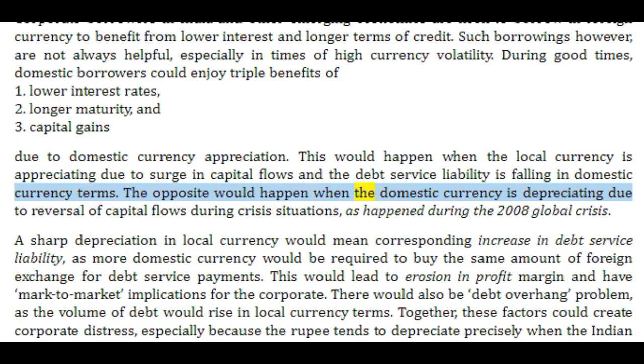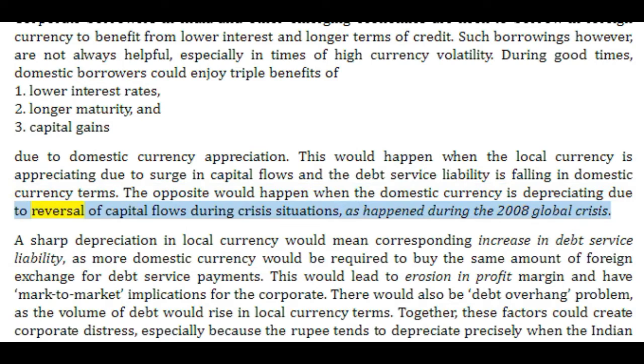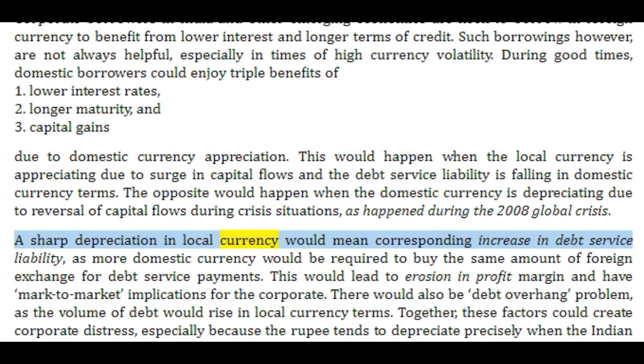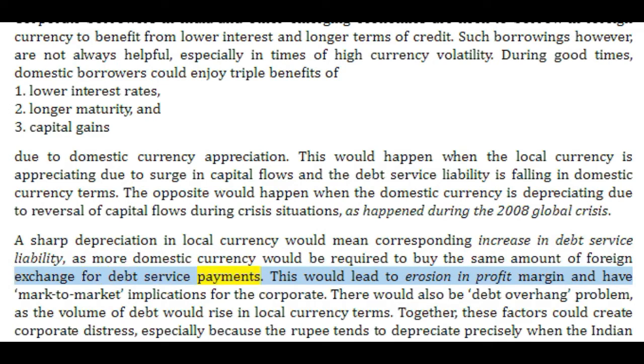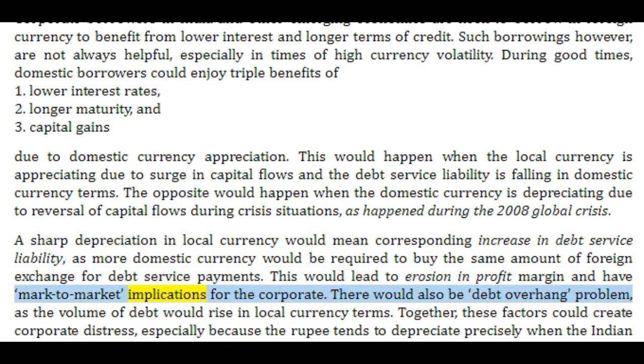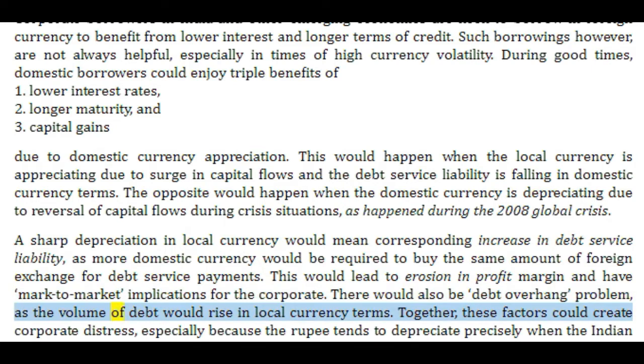The opposite would happen when the domestic currency is depreciating due to reversal of capital flows during crisis situations, as happened during the 2008 global crisis. A sharp depreciation in local currency would mean a corresponding increase in debt service liability, as more domestic currency would be required to buy the same amount of foreign exchange for debt service payments. This would lead to erosion in profit margin and have mark-to-market implications for the corporate. There would also be a debt overhang problem, as the volume of debt would rise in local currency terms.